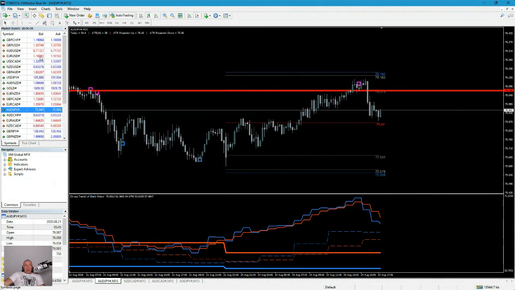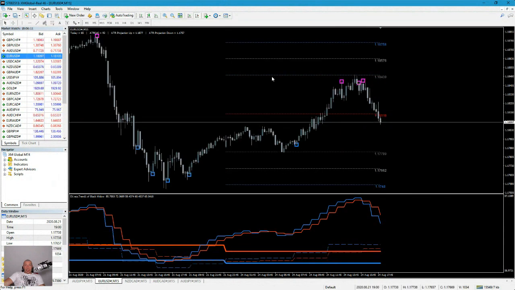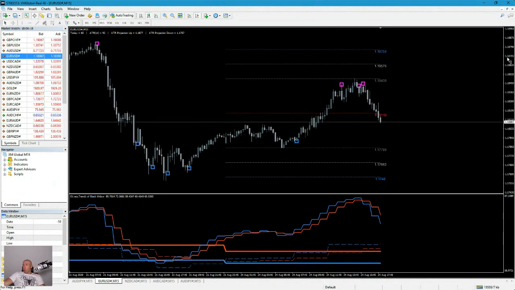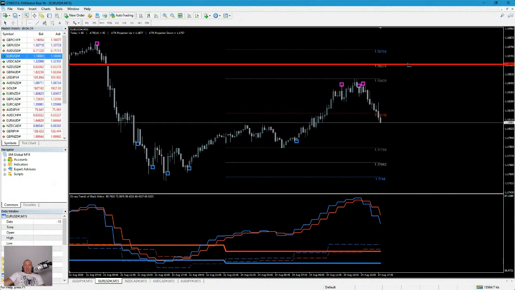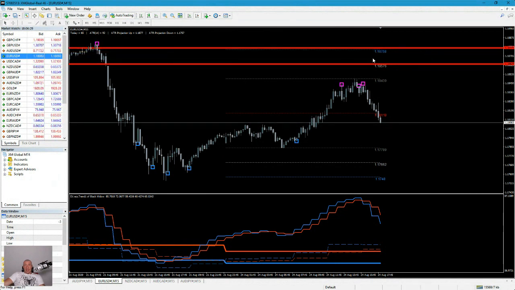Outside of that, we will take a look at the euro dollar around 1875. We might be seeing a short opportunity. Based on the Black Widow, this is a potential zone to trade, 1857 to 1875. If the market gets there, we might have a short opportunity. Now, the question is how to make entries.